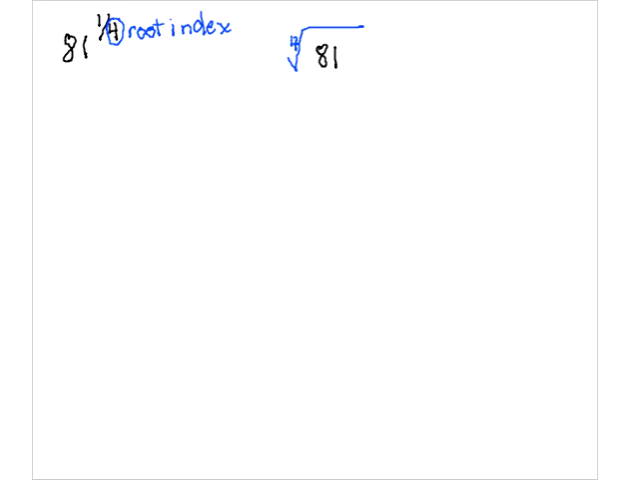All right, now the other example I had was 64 to the 1/3 power. Once again, the bottom number is the root index, so we're now looking at the cube root of 64 to the 1st power, which is 64. And these mean the same thing. These are equal. And the cube root of 64 is 4, because 4 times 4 times 4 is 64.